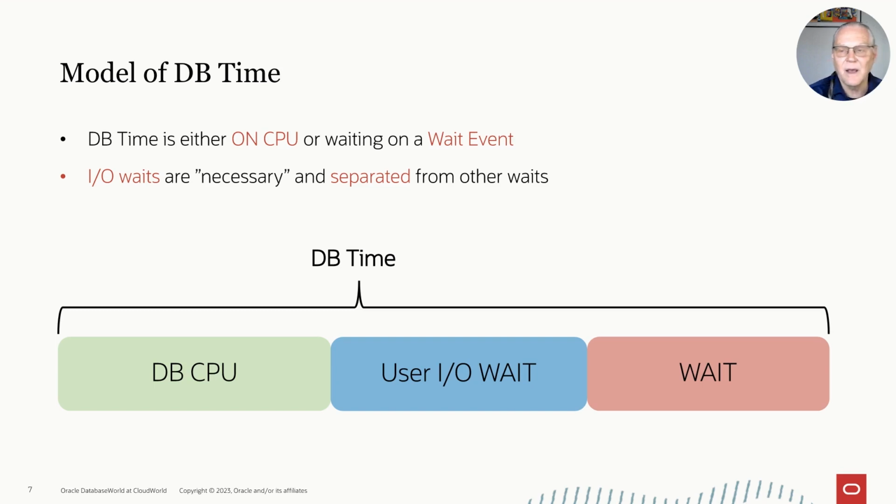We model DB time as basically being in one of three large buckets. The first one is being on CPU. When the database is processing client SQL requests, you want it to be spending time on CPU because that means it's making progress on getting your answer. So DB CPU is vitally important because that's actual work.